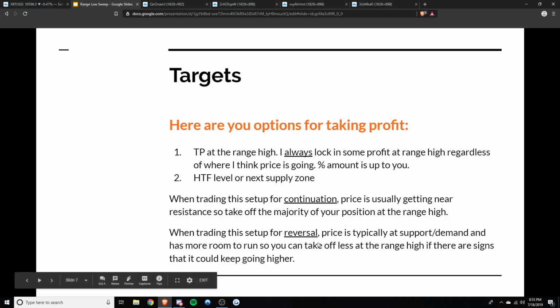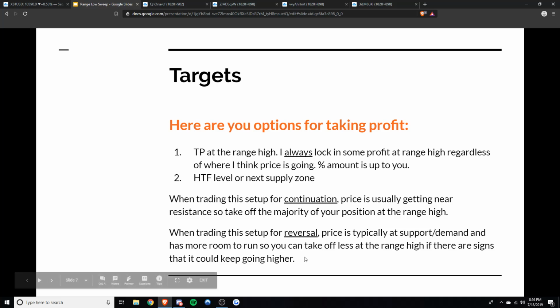Versus whenever you're trading this setup as a reversal pattern, price is typically at support or demand zone and has room to run higher most of the time, right? So if it looks like it has room to go higher, then you want to take off less, right? So what I have written down is price typically at support, demand, and has more room to run, so you can take off less at the range high if there are signs that it could keep going higher.